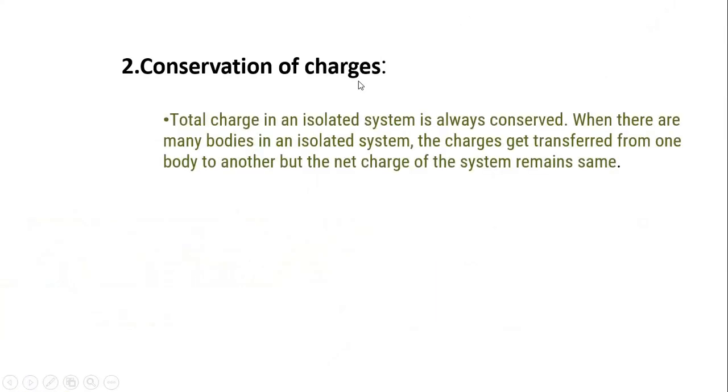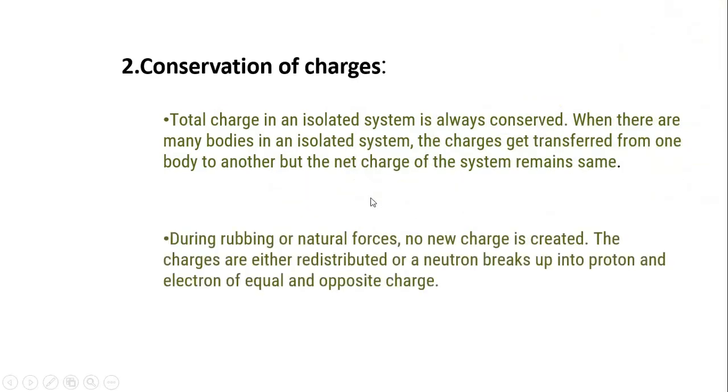The next basic property is the conservation of charges. The meaning of conservation is clear to all: nothing is being added or deleted, things are only transferred. So the total charge in an isolated system is always conserved, that is, constant. We cannot add or remove it. Only in an isolated system do the charges get transferred from one body to another, but the net charge of the system remains the same. So during rubbing, basically what happens? No new charges are created, there is only a redistribution of the charges.